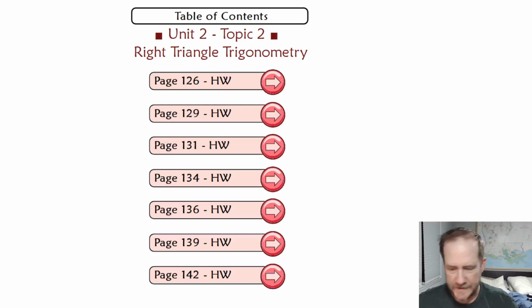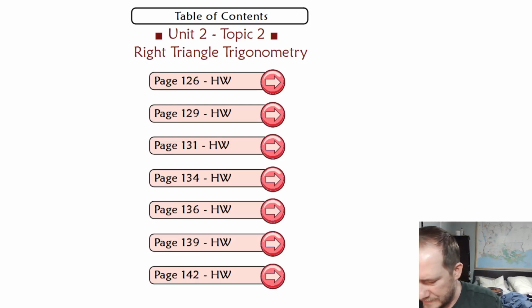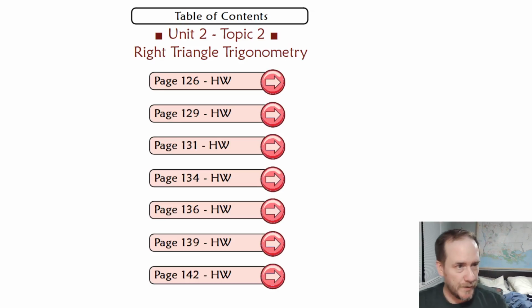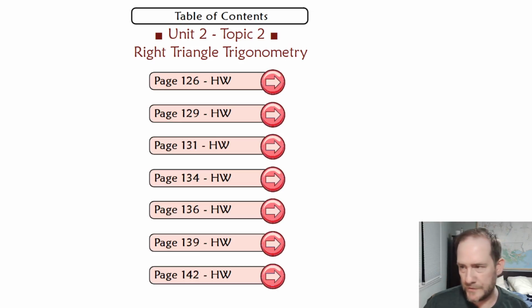All right, hey guys. So you have your exit card tomorrow, and I was going to go through. I already did page 126. It's already up. I'm going to do 134 first because I think that's the one most people might need help with, and then I'll backtrack to 131 and 129. I'll get all of them up tonight, but I wanted to start with 134.